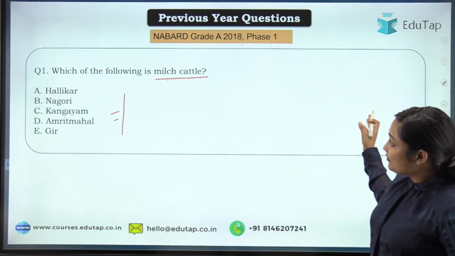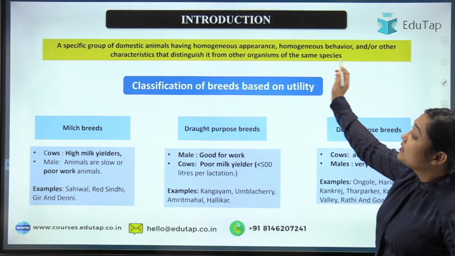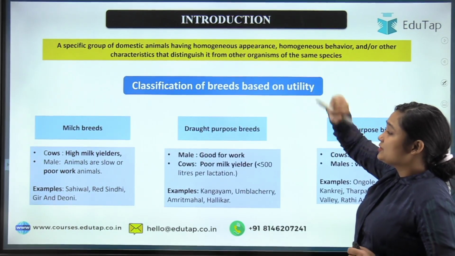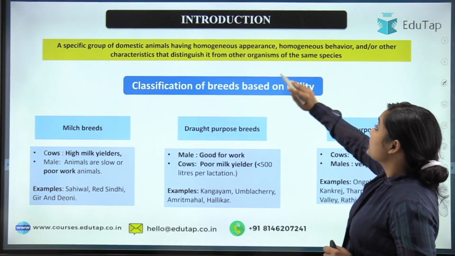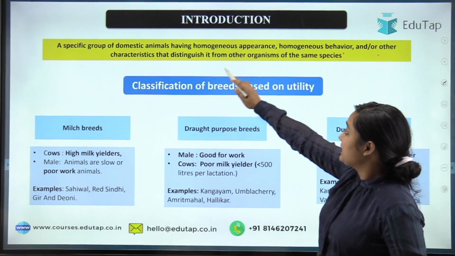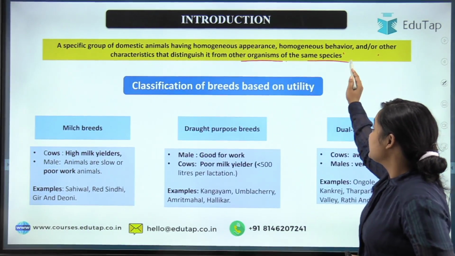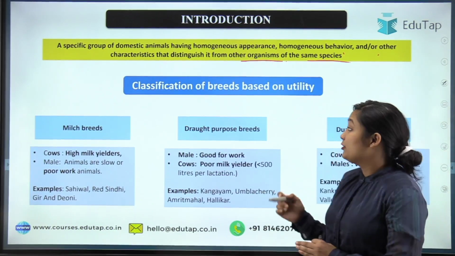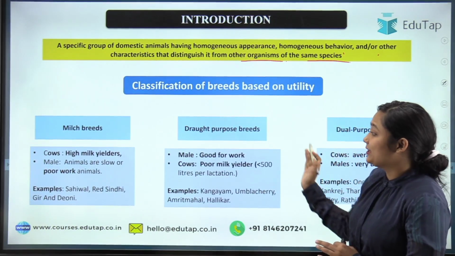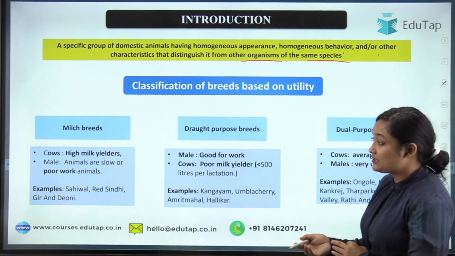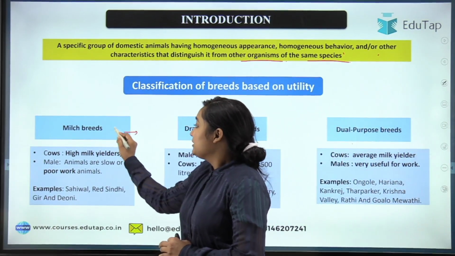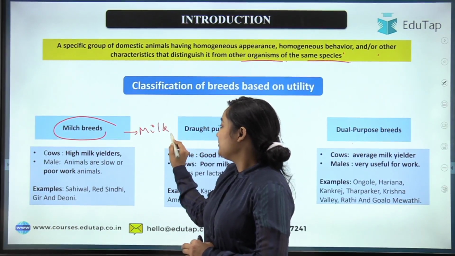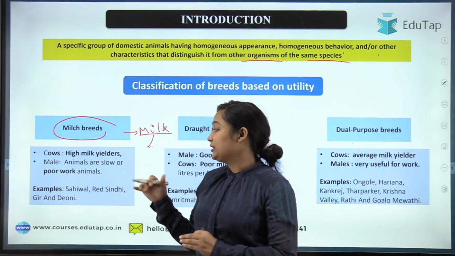Now let's quickly move to the lecture part. A specific group of domestic animals having homogeneous appearance and homogeneous behavior, with distinguishing characteristics, from the same species, will be called a breed. Now if you are talking about cows, the breeds can be divided into milch, draught or dual purpose. Now what is milch? If you want to remember, think of the word milk. It means these cow breeds are good in giving milk.